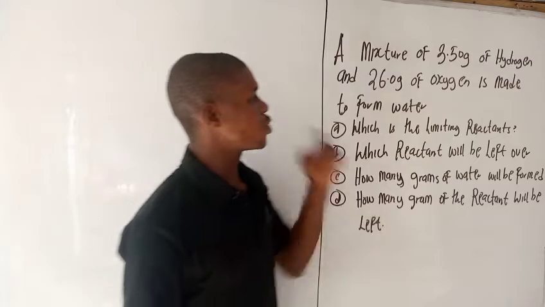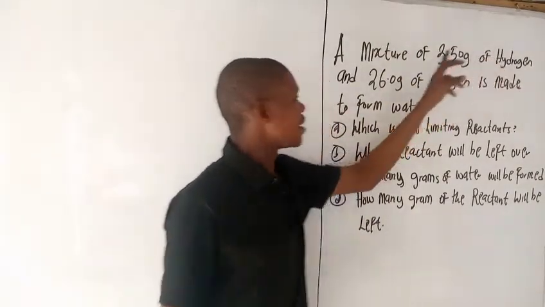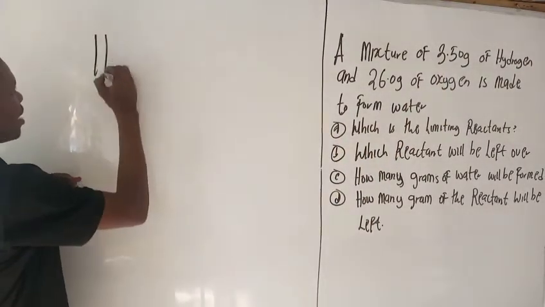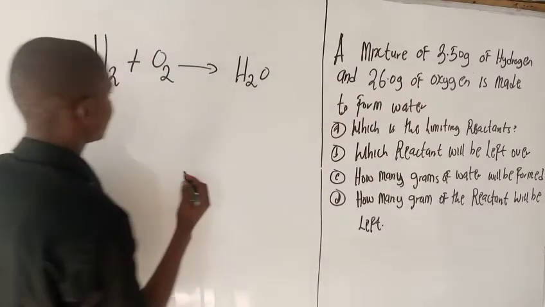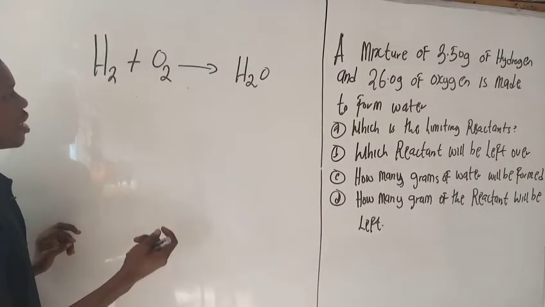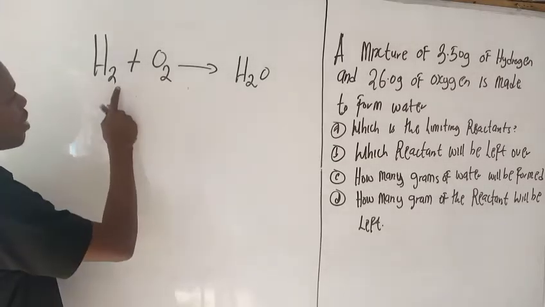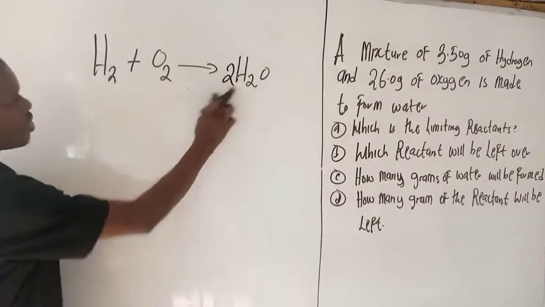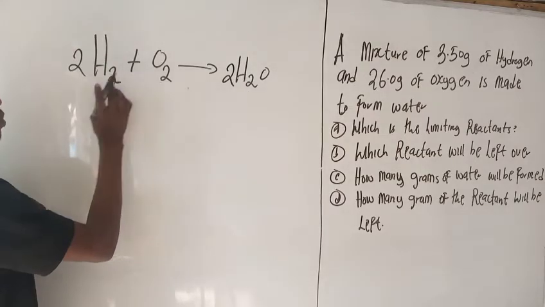The first thing you want to do is write a balanced chemical equation for this question. We have hydrogen and oxygen to produce water. Remember, hydrogen exists as a diatomic molecule. So here we have H2 plus O2 gives H2O. The next thing is to balance the equation. You can use the trial and error method. Here we have 2 oxygen, here we have 1 oxygen, so you put 2 here, making 4 hydrogen. How many hydrogen do you have here? 2, so put 2 here. So this is the balanced chemical equation.